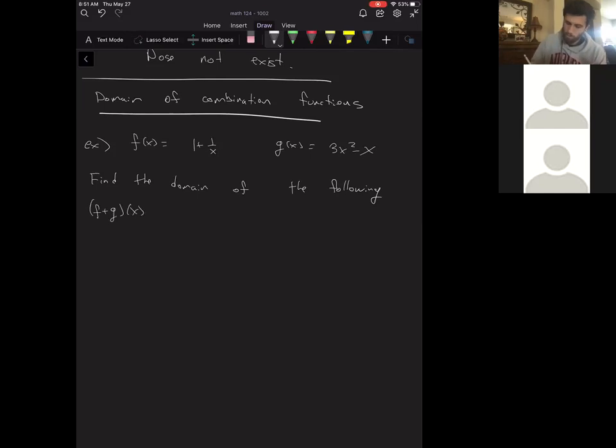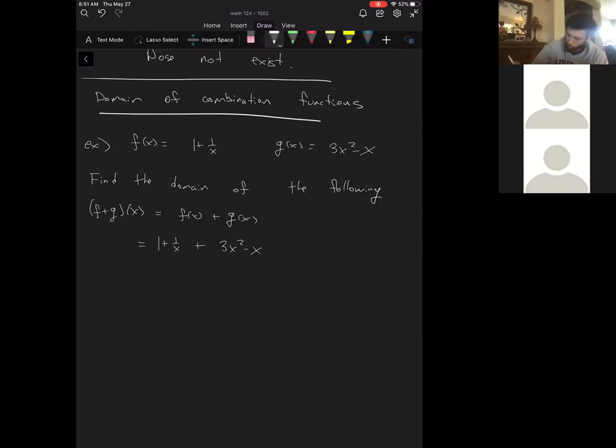So first thing to do, let's just write down the definition of this. Well, this just means f of x plus g of x. So what is f of x? F of x is 1 plus 1 over x. And then what's g of x? G of x is 3x squared minus x. And what we do now is we just take the domain of this without doing any more simplifying. So, okay, now let's find the domain.